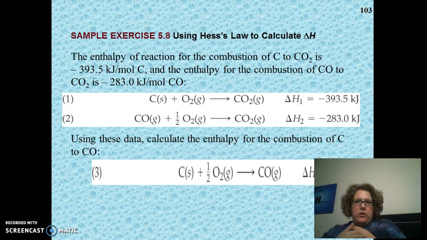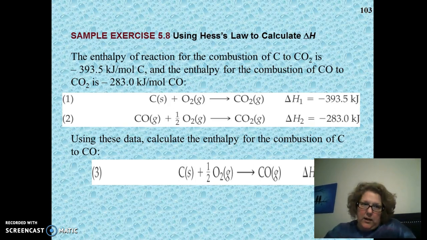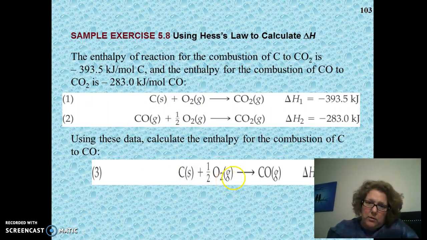All right, so let's look at one here. The enthalpy for the combustion of carbon to carbon dioxide is negative 393 per mole of carbon. And the enthalpy for the combustion of carbon monoxide to carbon dioxide is negative 283. So here it all is written out. Here's your 2 baby steps. Using these data, calculate the enthalpy for the combustion of carbon to carbon monoxide. So we want to combine these together so that everything cancels out except for 1 solid carbon, a half of an oxygen molecule, which I know can't really exist, but that's just how they write thermochemical equations, and 1 carbon monoxide.